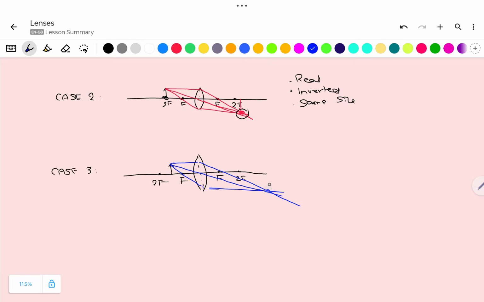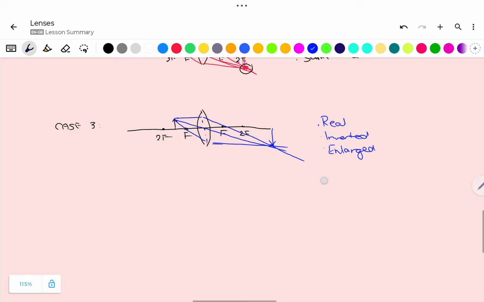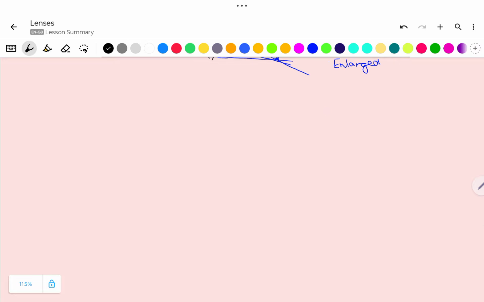Where they meet is your new image. As you can see, they met, so it's real. It's inverted. It looks bigger, so it's enlarged. Perfect. Case 4.